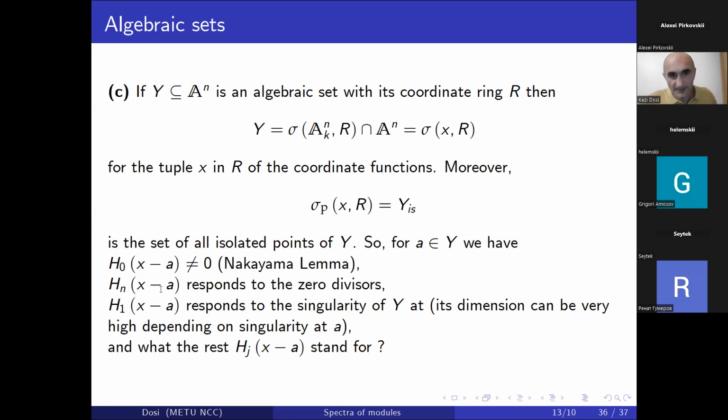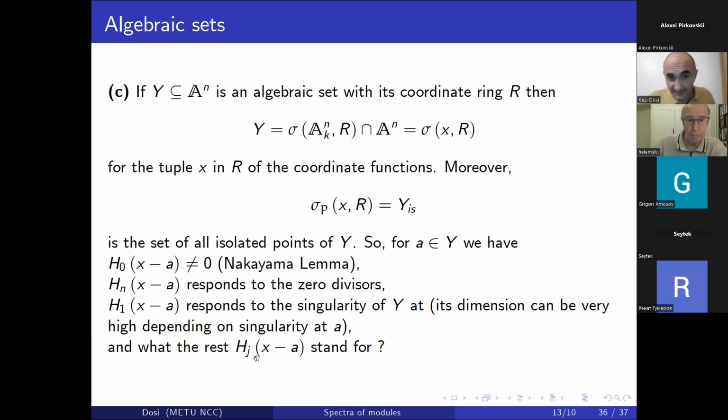The last one responds to zero divisors. The first homology group is also interesting. I did some investigation in this direction. This responds to the singularity of Y at A, and it can be shown that its dimension can be really high, depending on the singularity. How deep a singularity do we have at A?